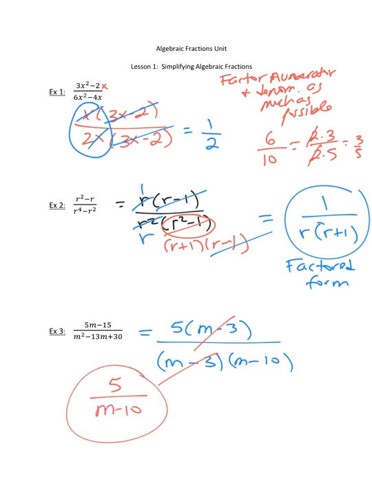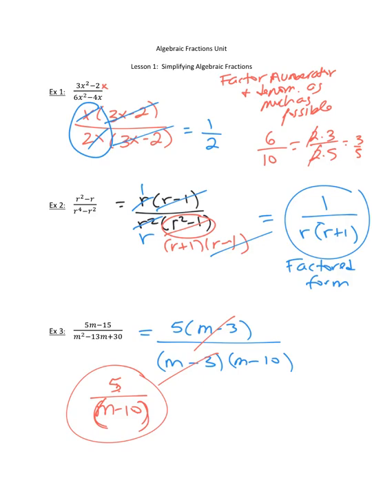Now again, it looks very tempting. It looks like you might want to cross out the 5 with the 10, but you can't because 5 is not a factor of m minus 10. 5 times nothing will give you m minus 10, right? 5 is a factor of 10, but it's not a factor of the m. So you leave it like that. If you want to put parentheses to remind yourself, you can.